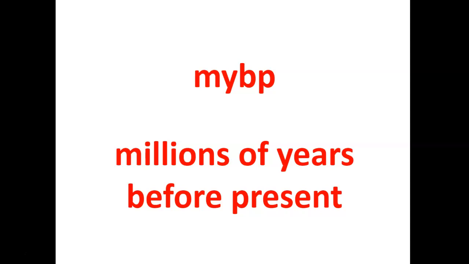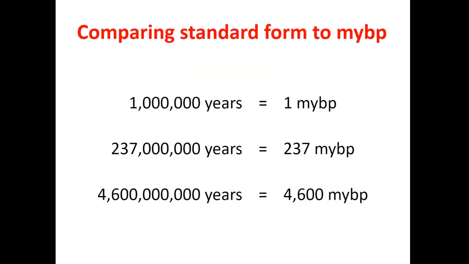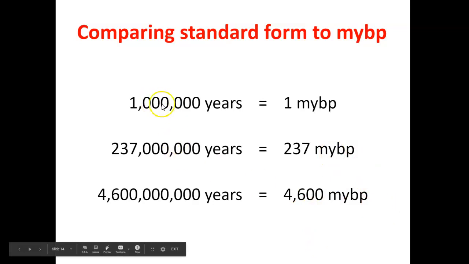Present actually means today. So if we're talking about something that happened today, that would mean 0 MYBP. We actually haven't been in the past at this moment. Oh, now we're getting complicated. But just know if something happened today, it is at 0 MYBP because we aren't going into the past today. We're at present.